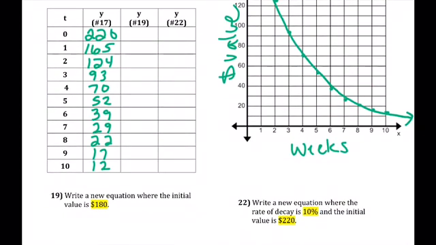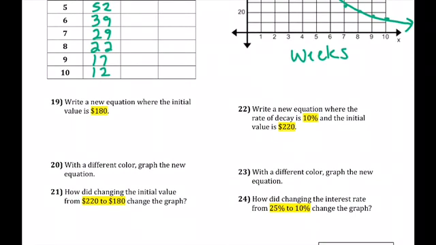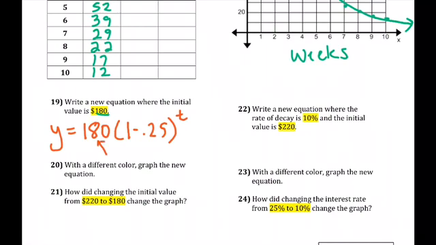Okay, go down to the next problem. It says write a new equation where this time we're going to start at 180 instead of 220. So our new equation, instead of 220, we're going to write 180. We're still going to decrease by 25% and to the t power. So you're going to go into your graphing calculator, and in your y equals menu, you're going to change the 220 to a 180. You should not have to change anything else. And then go ahead and put your numbers in this column right there.